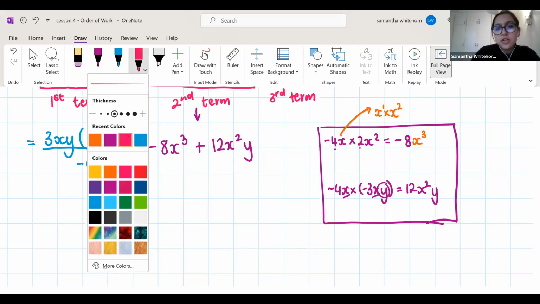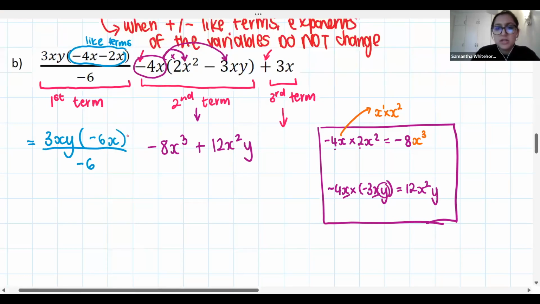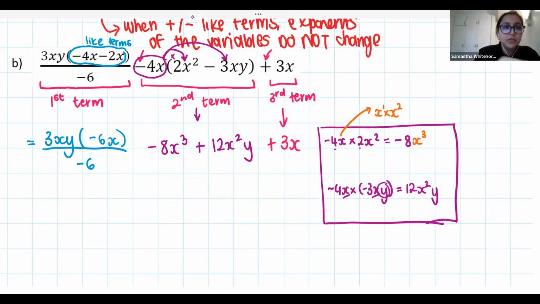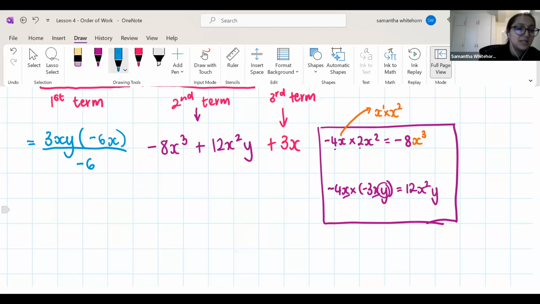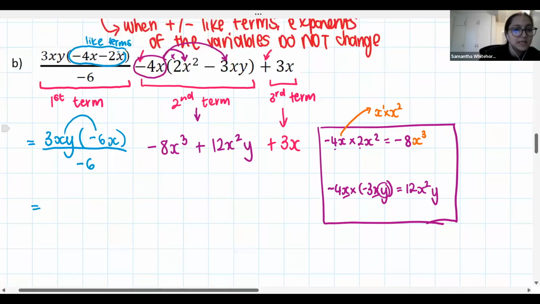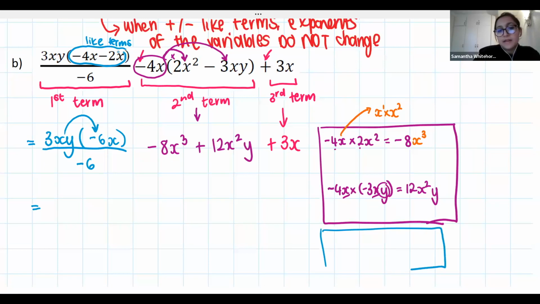Alrighty, this third term, we can't actually do anything with the third term. It's just a plus 3x by itself. So it stays like that. We'll deal with it later when we start looking at like terms, but right now, we're just going to leave it. So in my first term, I can still simplify more because I can multiply the 3xy and the negative 6x. So positive 3xy times negative 6x.